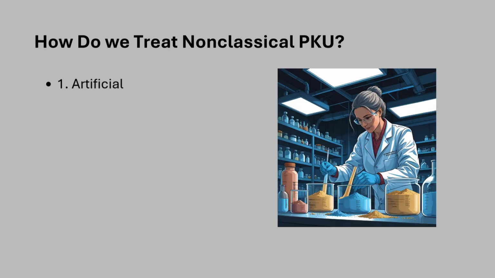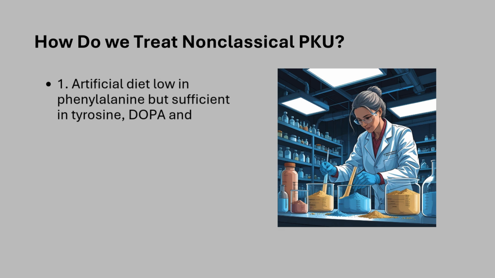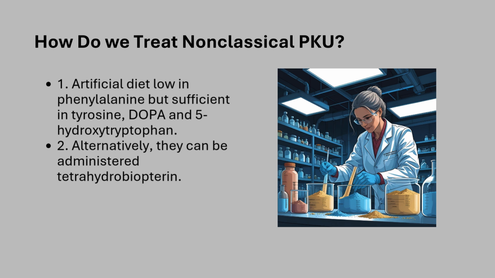How do we treat non-classical PKU? We give artificial diet low in phenylalanine but sufficient in tyrosine, DOPA and 5-hydroxytryptophan. Alternatively, they can be administered tetrahydrobiopterin.